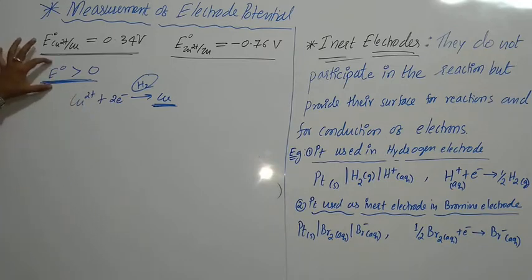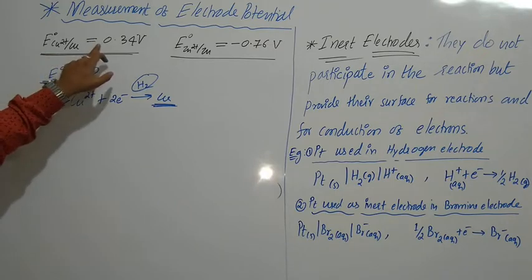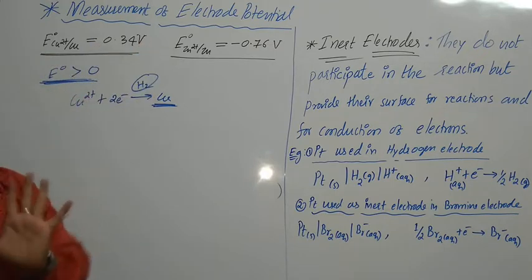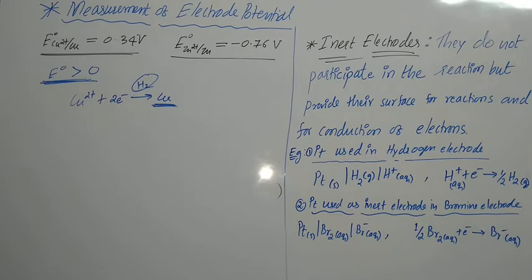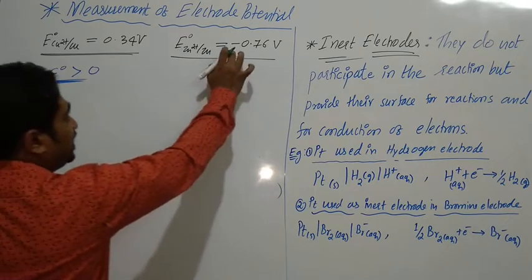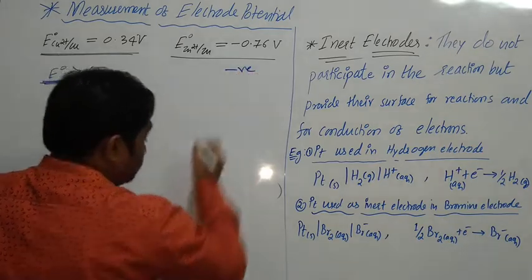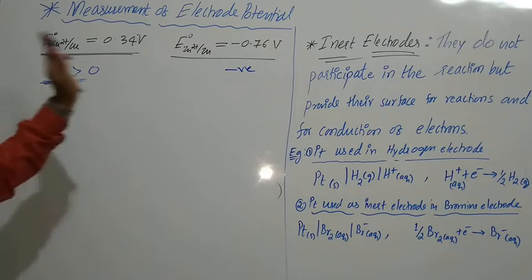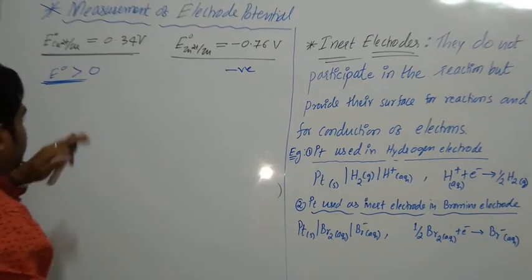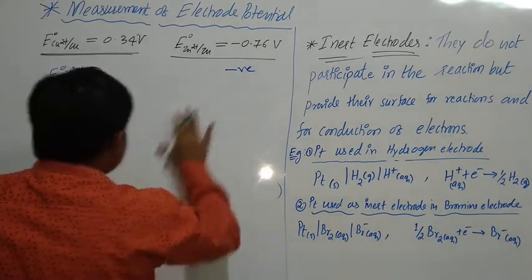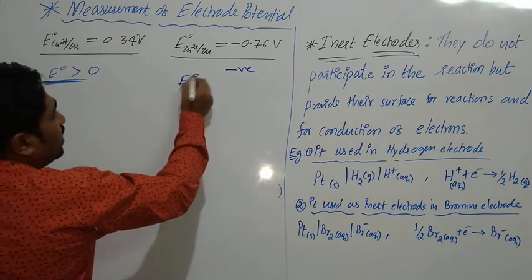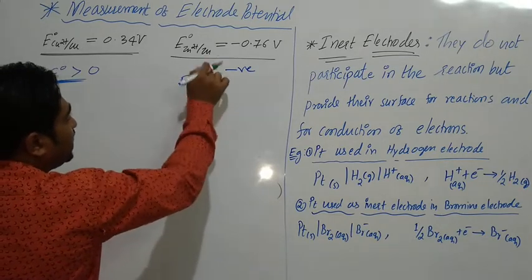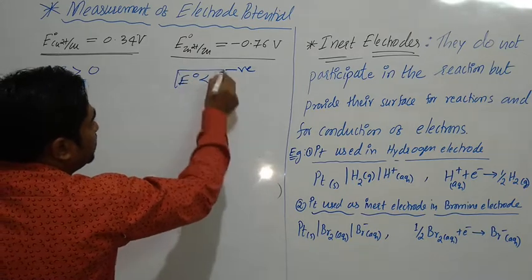So the electrode potential of copper is found to be plus 0.34 volt. And here the electrode potential of zinc is found to be negative. Then what does that negative indicate? In the opposite manner, here the electrode potential of zinc is less than 0. What does the negative mean?